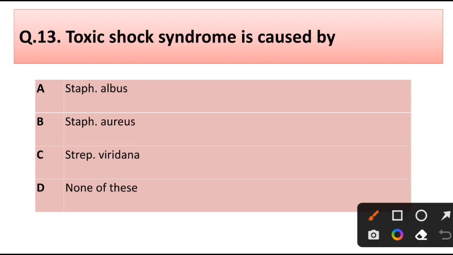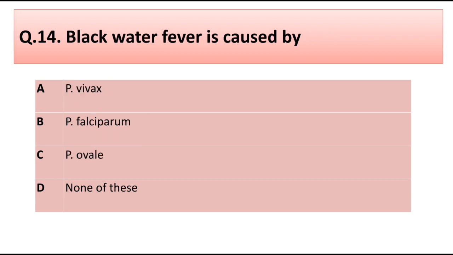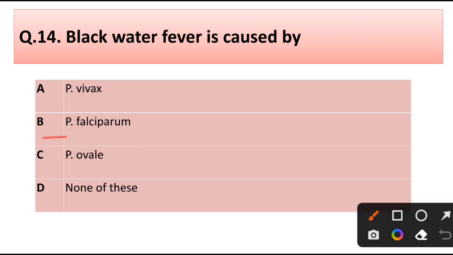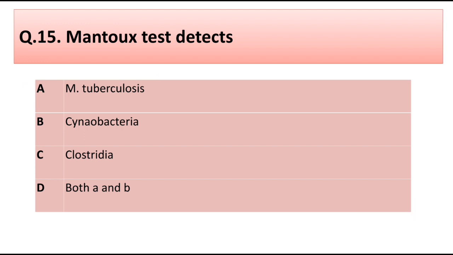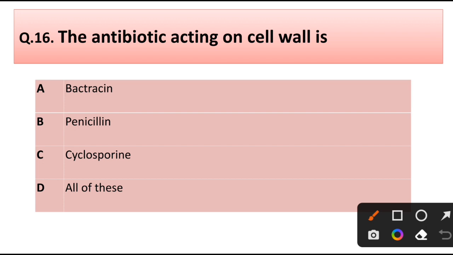Question number 13. Toxic shock syndrome is caused by. Correct answer is option B, Staphylococcus aureus. Question number 14. Black water fever is caused by. Correct answer is option B, Plasmodium falciparum. Question number 15. Mantoux test detects. Correct answer is option A, M. tuberculosis.